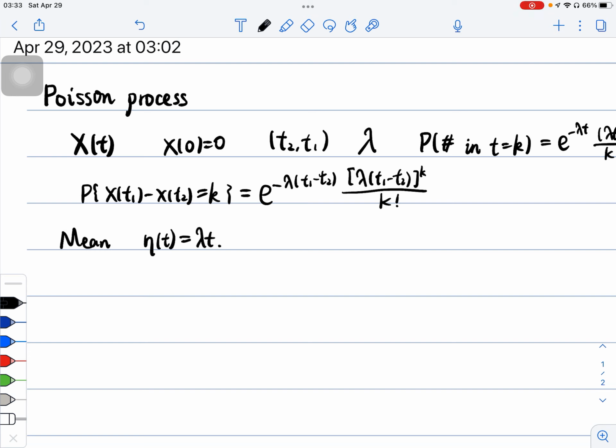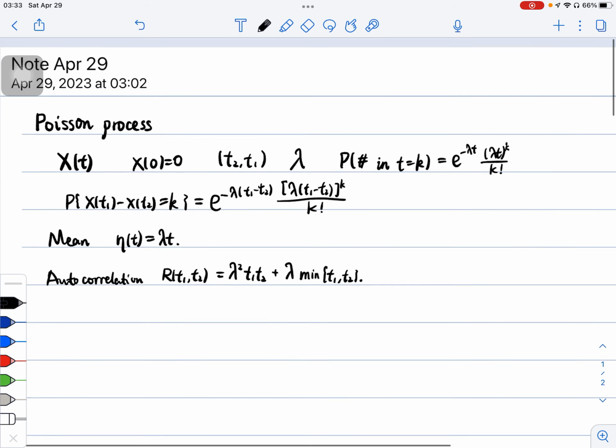This is a linear function of t, which is reasonable because the longer time we wait, the expected number of incidents happening is larger. And the autocorrelation is lambda square t1 t2 plus lambda times the minimum value of t1 and t2.